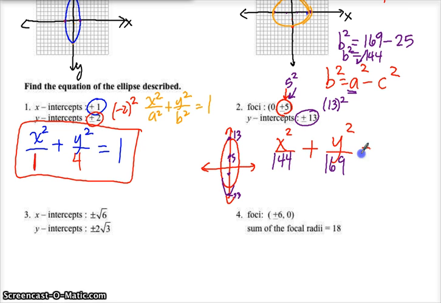My last thing, which always happens, is x squared over something plus y squared over something equals 1. The only thing we have to do is fill in the blank. This is 144, this is 169. How did I get it? I used this formula from the front. So pause, try to go through the rest of these on your own, and then you can come back and check your answers when you're done.